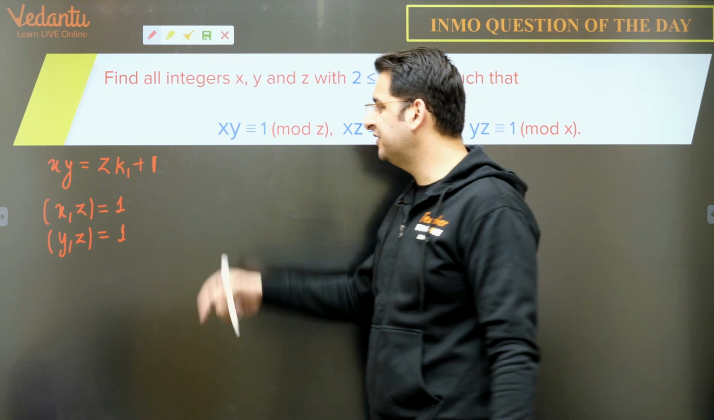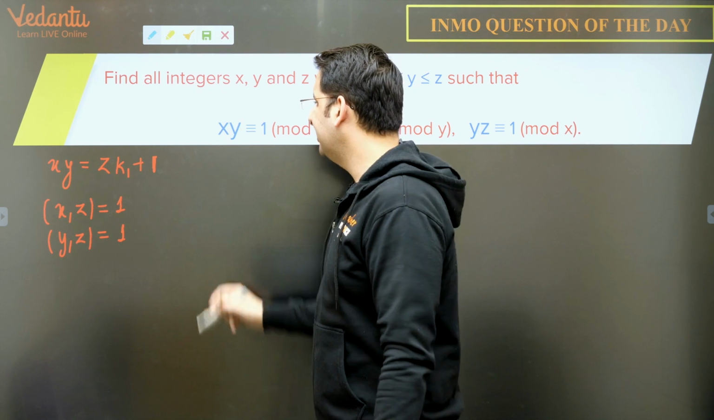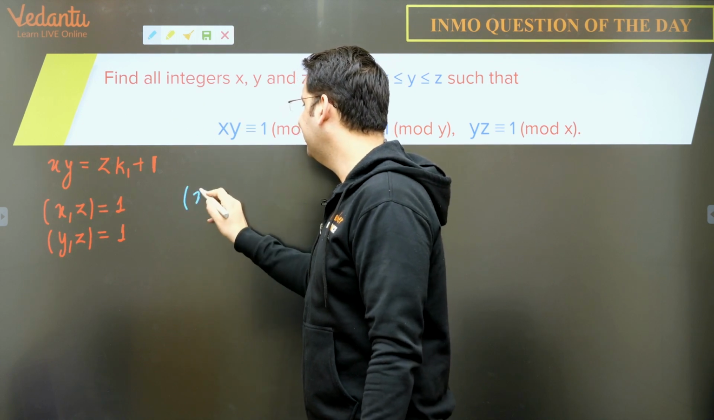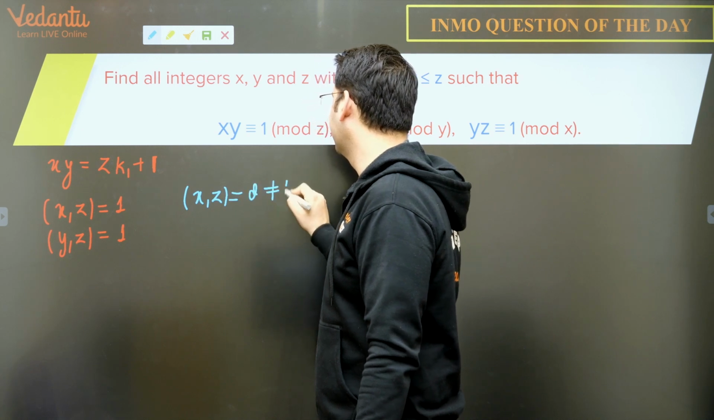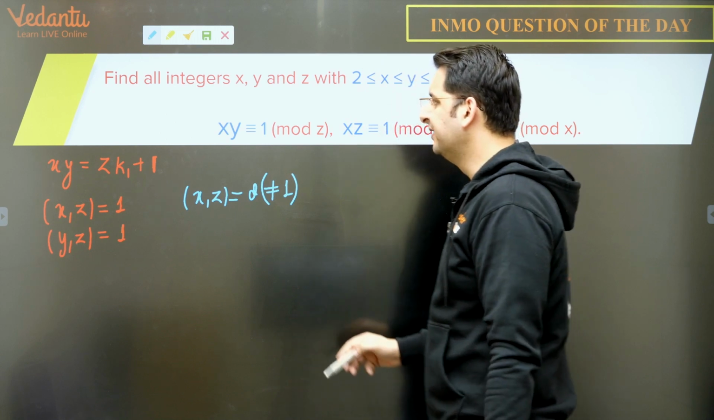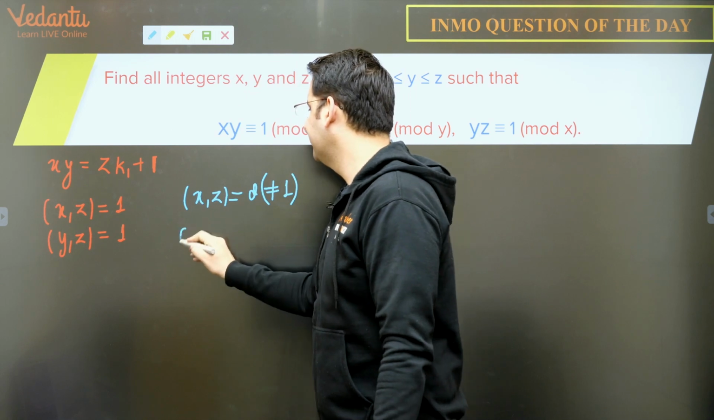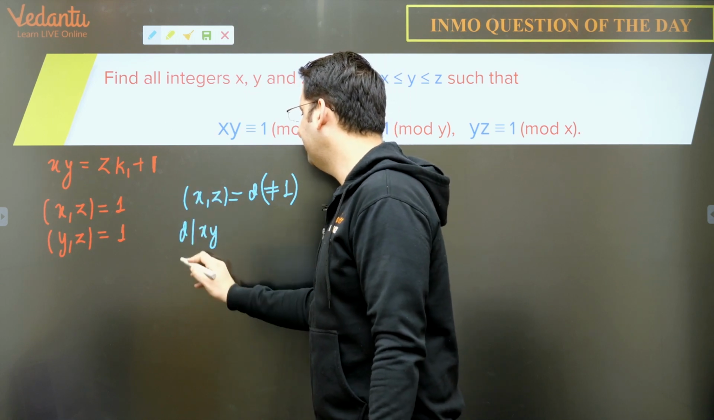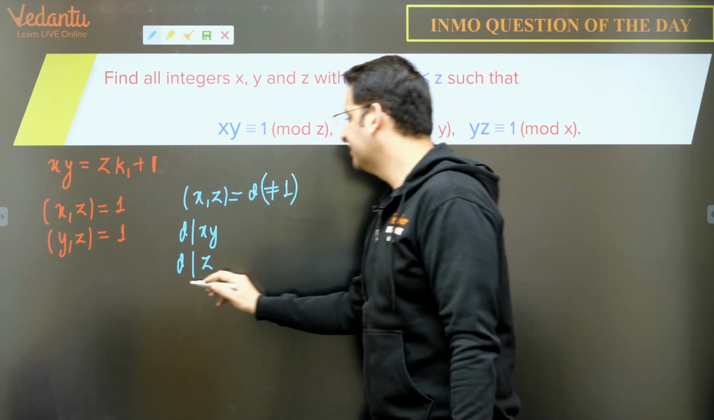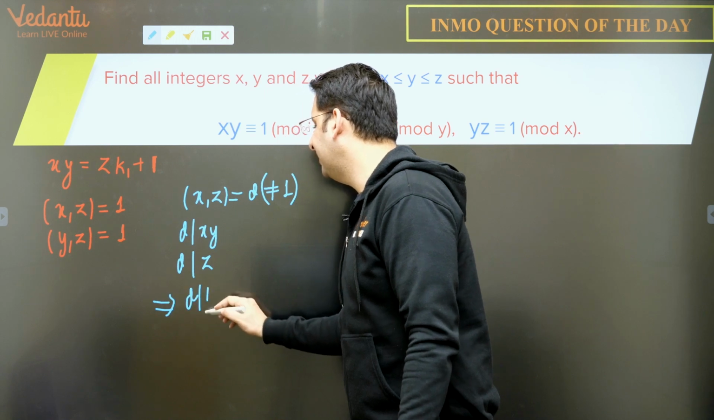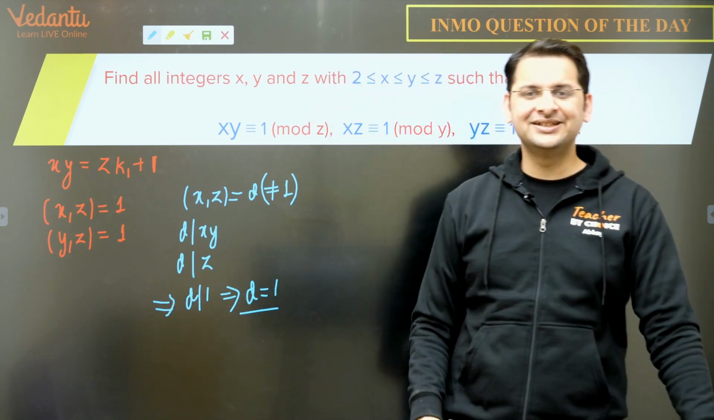You can pause this video and try to prove this result yourself. But it is a very simple result. Assume that the GCD of x and z is d, which is not 1. So d divides xy, and d also divides z because d is the GCD of both. So that means d should also divide 1, and that means d is equal to 1.